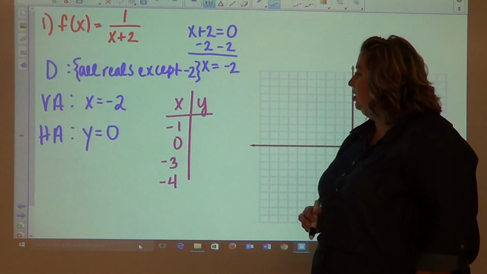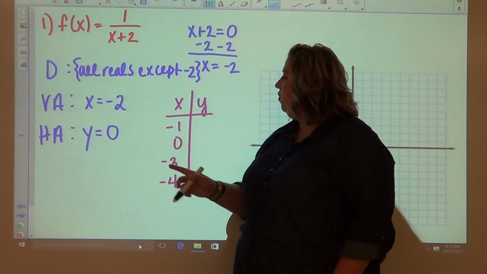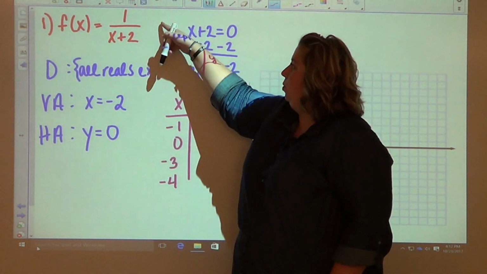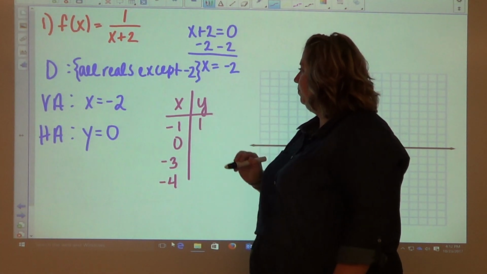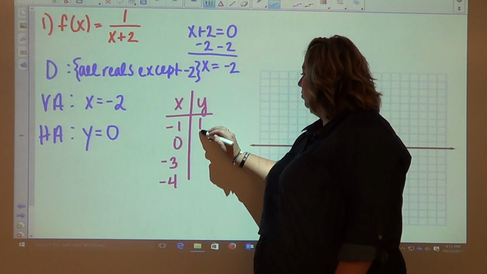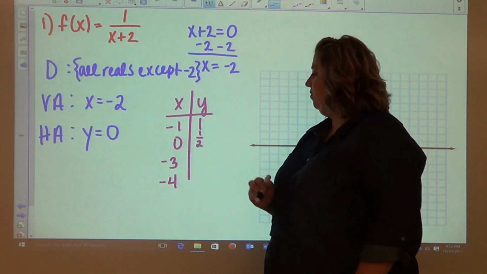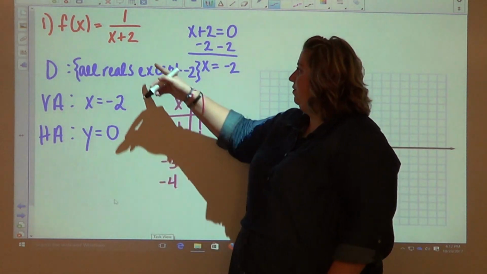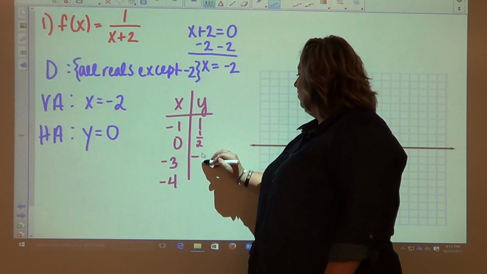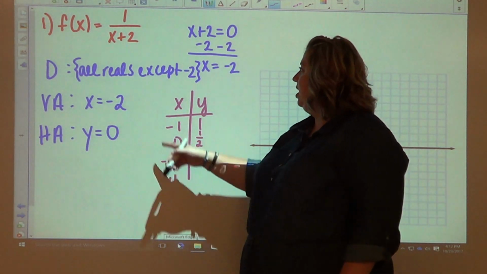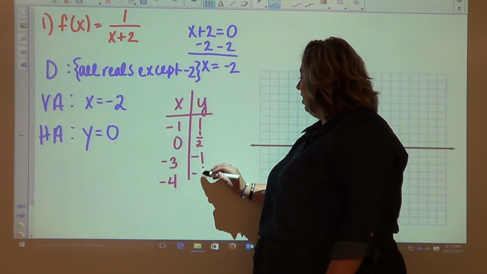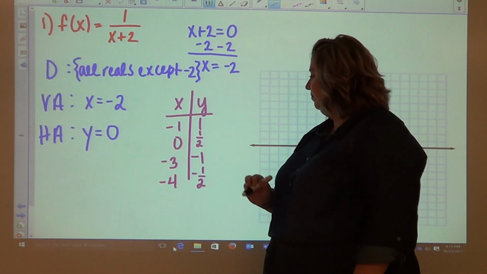Okay, we're going to plug those into the original problem and solve. Negative 1 plus 2 is 1. 1 divided by 1 is 1. 0 plus 2 is 2. 1 divided by 2 is 1/2. Negative 3 plus 2 is negative 1. 1 divided by negative 1 is negative 1. Negative 4 plus 2 is negative 2. 1 divided by negative 2 is negative 1/2.